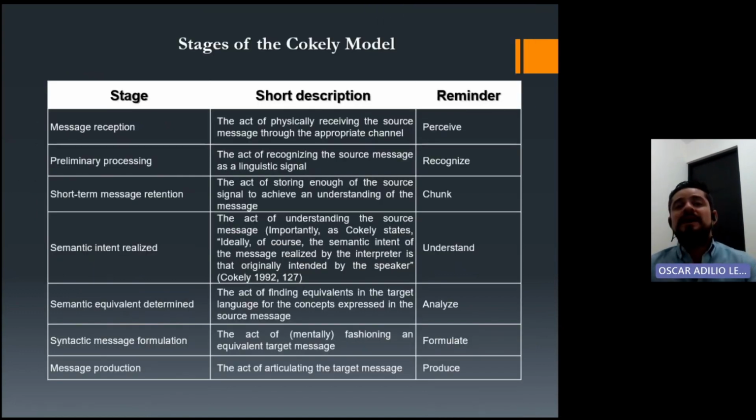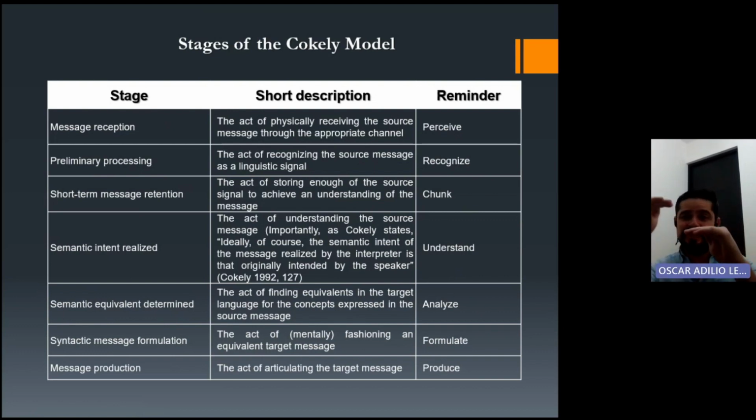Now, there is this author, Coakley. He proposed that interpretation goes through 7 different stages. And what we have here are the different stages of the Coakley model. So Coakley says, hey, when we are interpreting, there is a whole process going on in our brain.